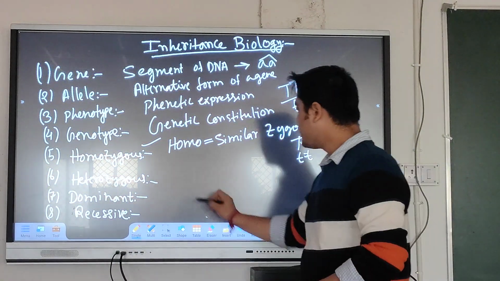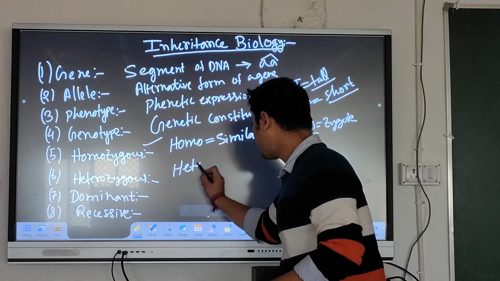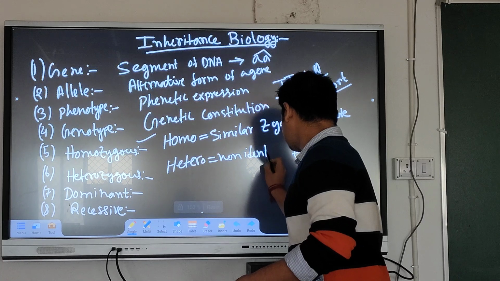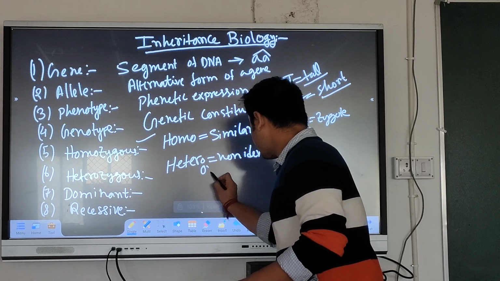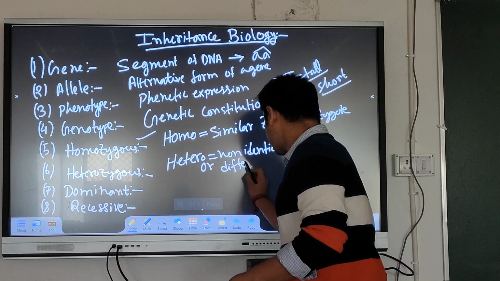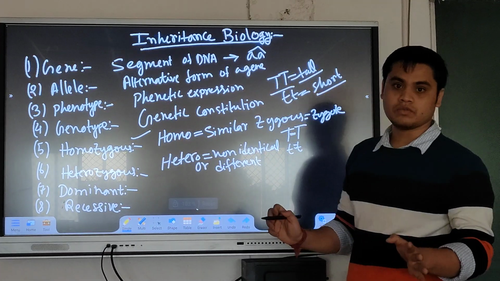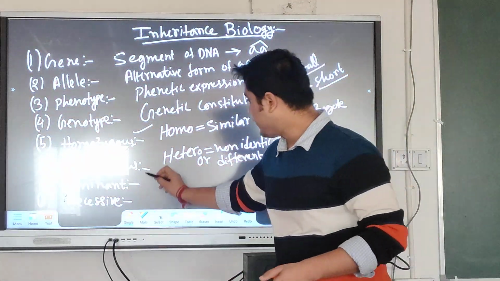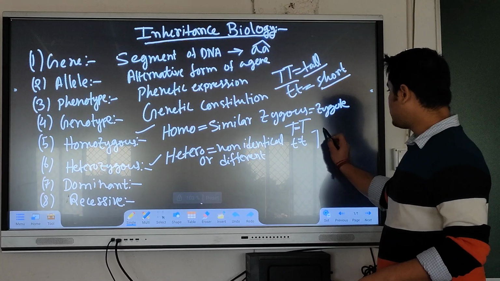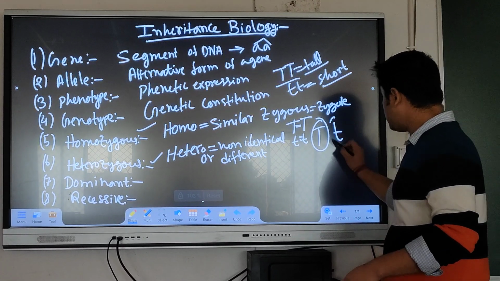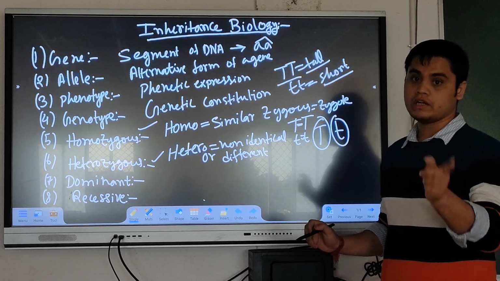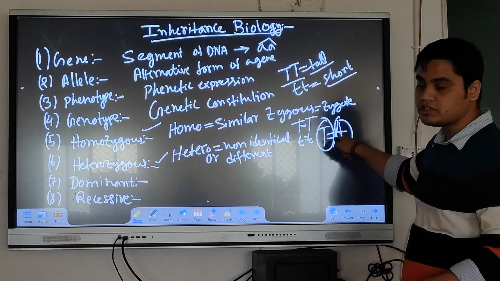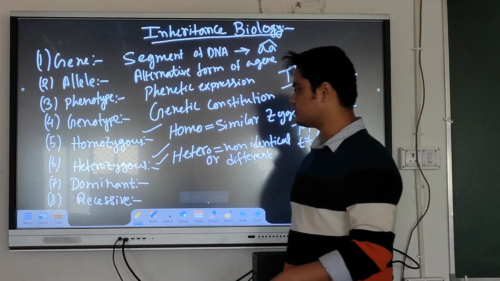Whereas, what is the meaning of hetero? Hetero means non-identical or different. So the condition where the gametes are not identical and different from each other is called heterozygous. For example, capital T, small t. This gamete and this gamete are not identical. They are different from each other. These conditions, capital T, small t, are called heterozygous condition.